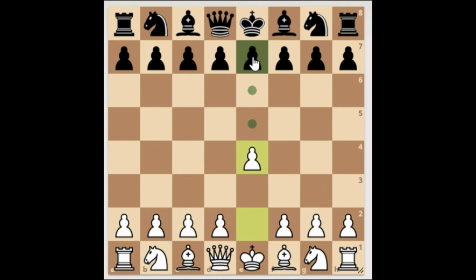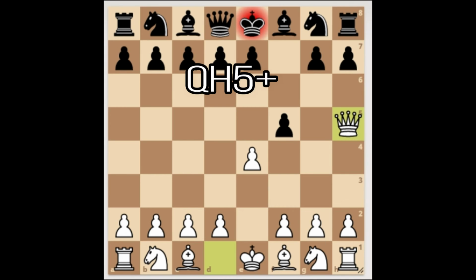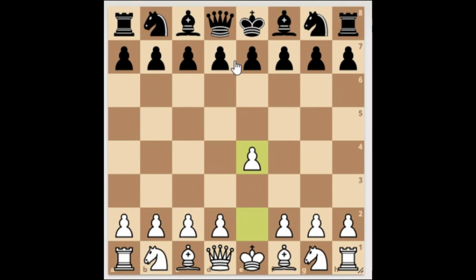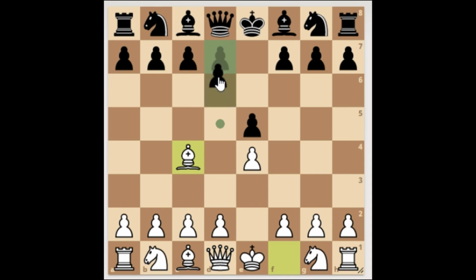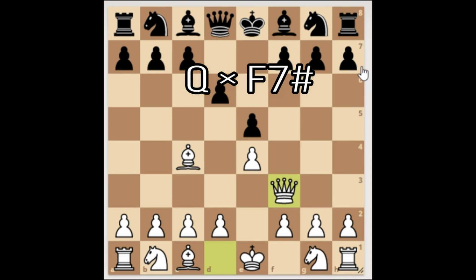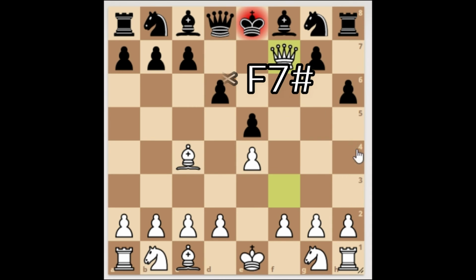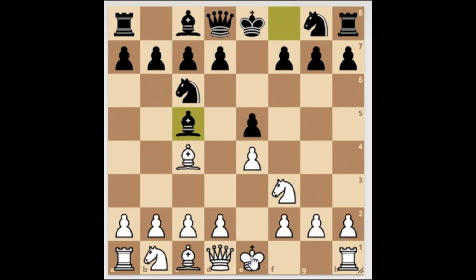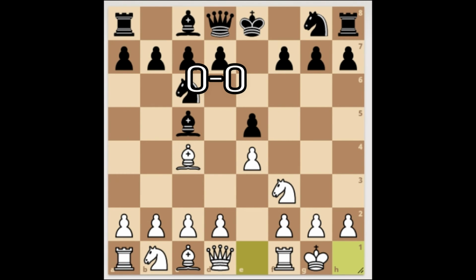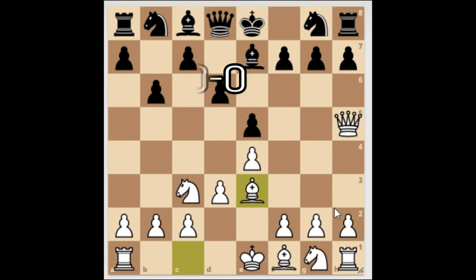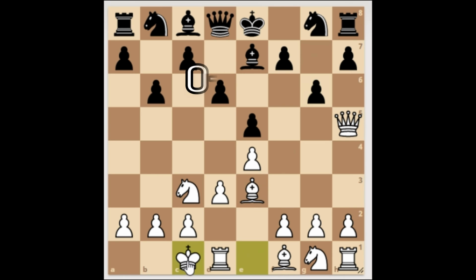Now to represent a check, we will use a plus sign after the move, which is used to give check. For checkmate, we will use hash sign instead of plus sign. Now, for castling, we use O-O for short castling, and O-O-O for long castling.